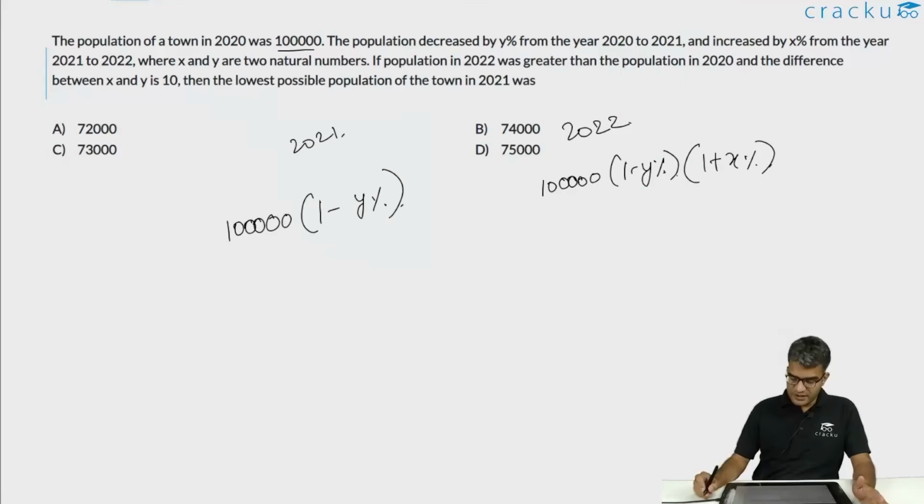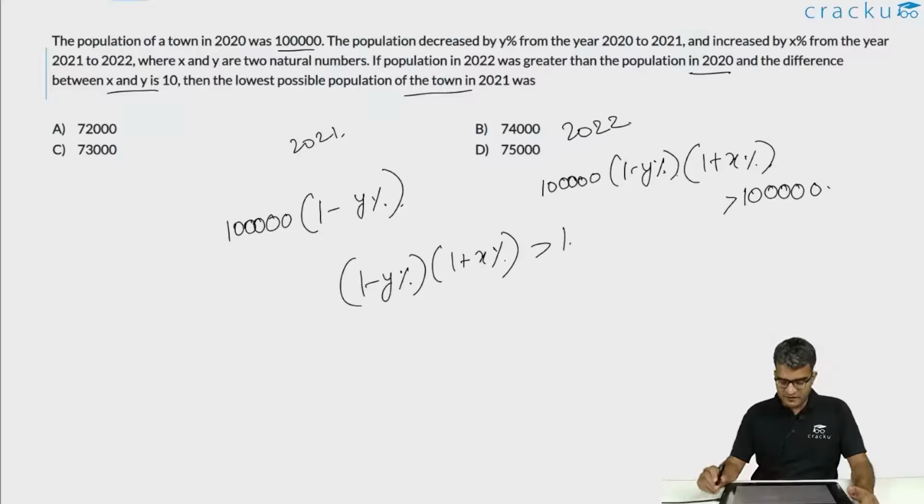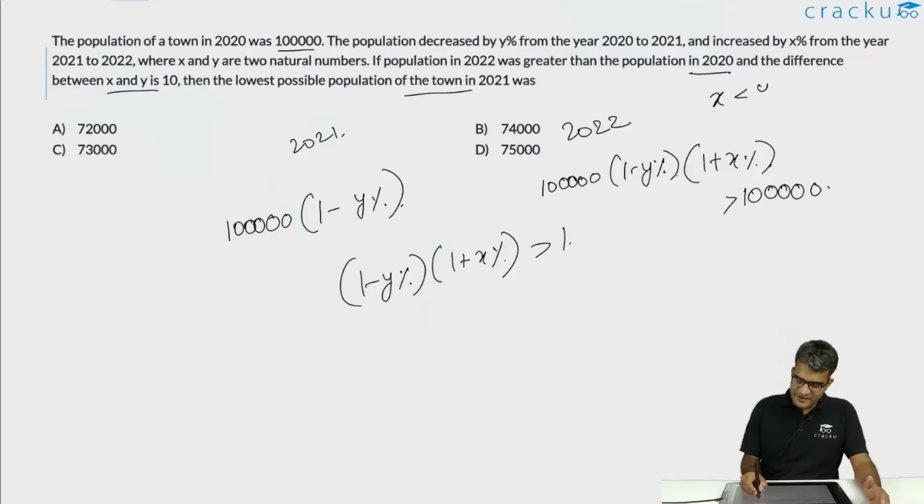This we are told is greater than the population in 2020. So this is greater than 1 lakh, which is the population in 2020. This would imply that 1 minus y% into 1 plus x% is greater than 1. We are told that the difference between x and y is 10. Now what is the least possible population of the town in 2021? If the difference between x and y is 10, what does that mean? Does that mean that x is less than y or y is less than x?